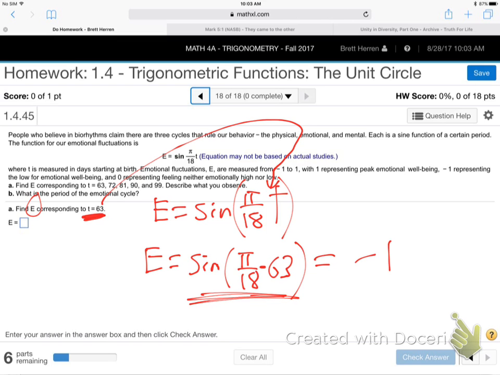Then they're going to ask you what's the period. Basically, what does period mean? How long till it starts repeating? When you start seeing some of the values repeat, you'll know that's the period. So I'm going to end it on that.